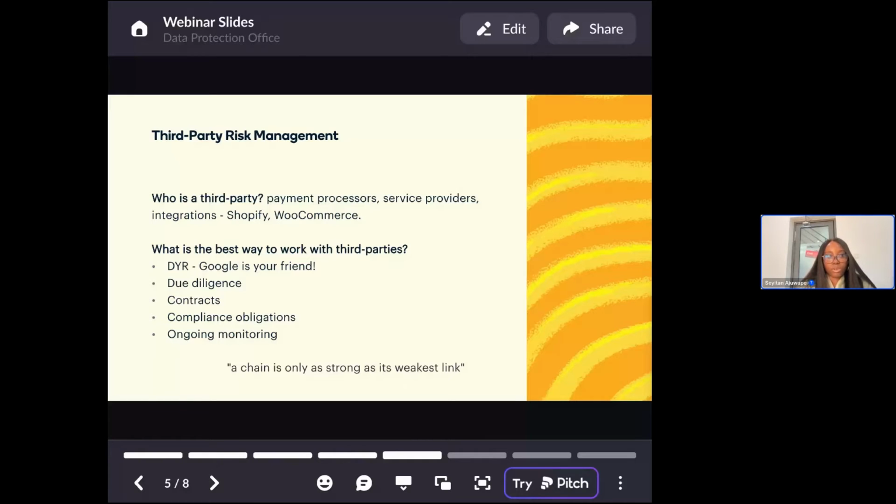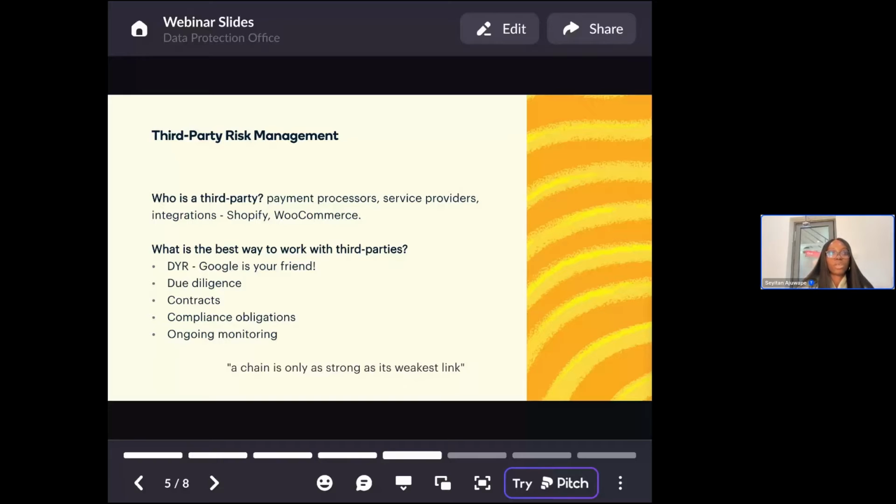So when engaging third parties, the first thing to do is research. Like Google is actually your friend. You can Google, see what's in the news about the third parties. You can see if they've been in the news for anything negative, if they've had any breaches, if people have called them out on social media for not having good privacy practices. You'll be able to see that. So start by doing your research.